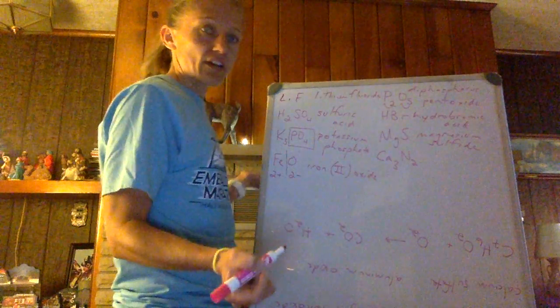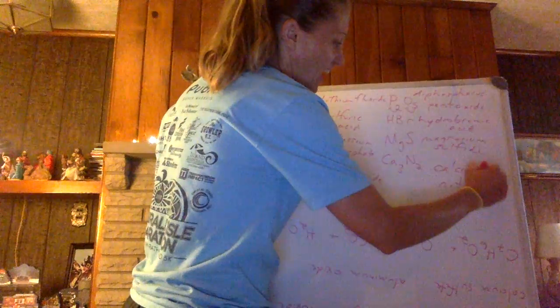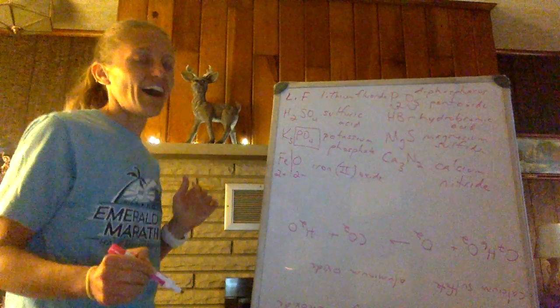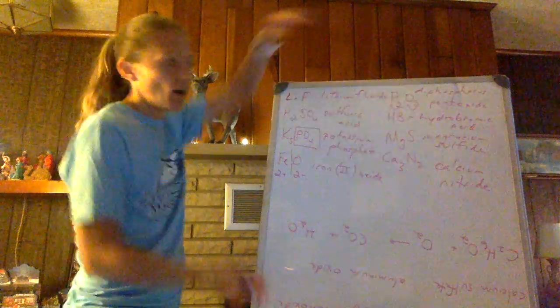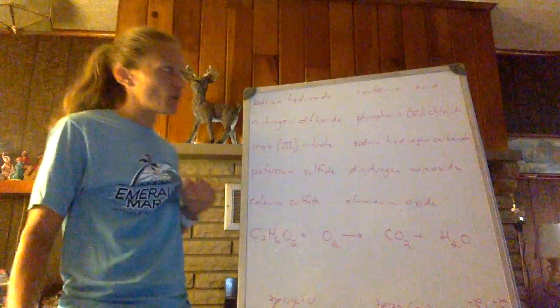Same thing here. Calcium's group 2, nitrogen 15. We got calcium nitride. Not nitrate, not nitrite, nitride, because I have no oxygens. On to the next. Let's write some formulas and balance some equations. I only have one equation up to balance because the rest are pretty straightforward.